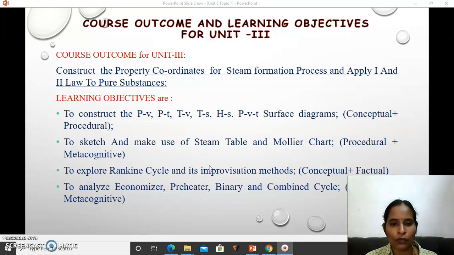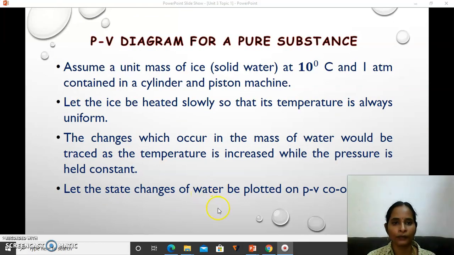To sketch and make use of steam tables and Mollier chart, you have to apply your metacognitive knowledge to explore the Rankine cycle and its improvisation methods. This is also where conceptual and factual things will be studied. To analyze economizer, preheater, binary and combined cycle, procedural and metacognitive knowledge is necessary to achieve these objectives.